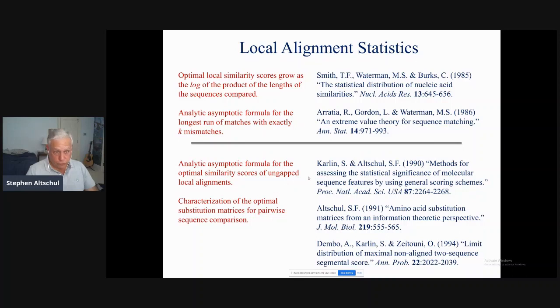This is the first description of analytic statistics for alignments using general scoring systems, but also without gaps. This is exactly the kind of alignment that BLAST was going to be producing, so that from the very beginning, we could put numbers on whether the alignments it found were statistically significant.